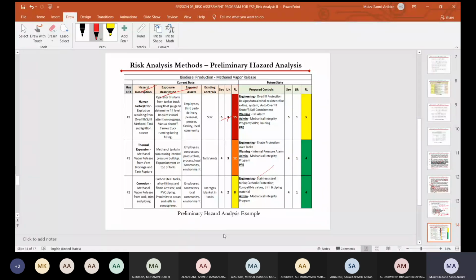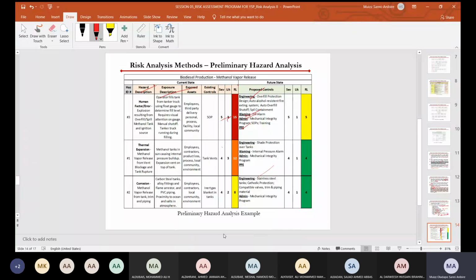And in this one, the severity is 2 and the likelihood is 2, so this gives us 4. Now, what about the proposed controls? Proposed controls are also made in different categories: engineering controls, warning, admin, and PPE. There could be other levels of controls that might be applicable, like substitution and avoidance. If it is applicable to this hazard, then we have to look for strategies to apply that solution to the hazard. Otherwise, we leave it as it is.